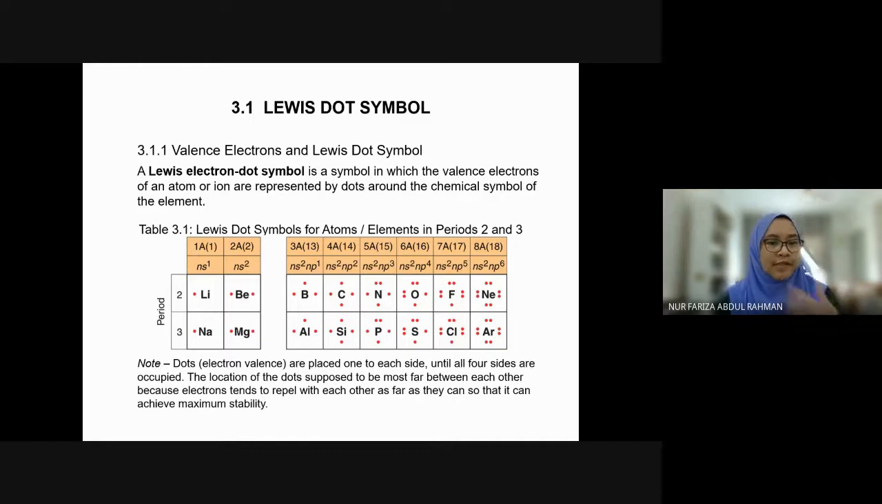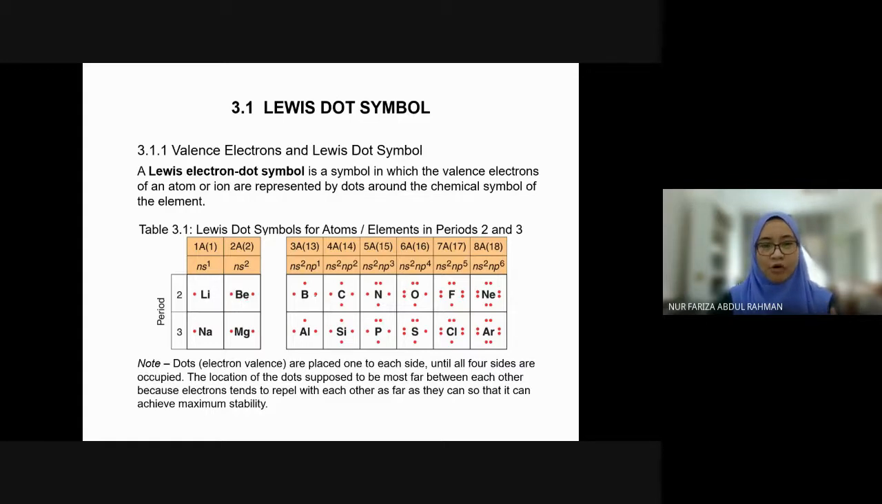So how do we represent the elements with their valence electrons? So we use the Lewis electron dot symbol. Lewis is the scientist who discovered this method. Okay, so for example, lithium comes from group 1 kan? Alright, so maksudnya kita ada 1 dot dekat lithium symbol tu. Beryllium comes from group 2. Okay, so it has 2 valence electrons. So we have 2 dots for the beryllium symbol.